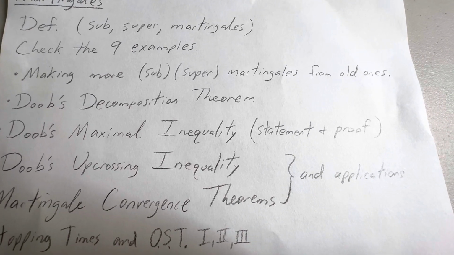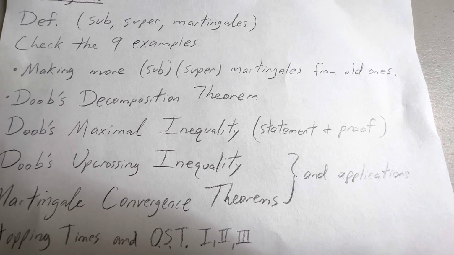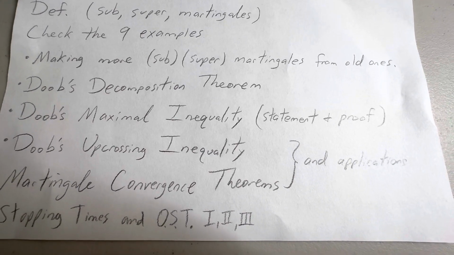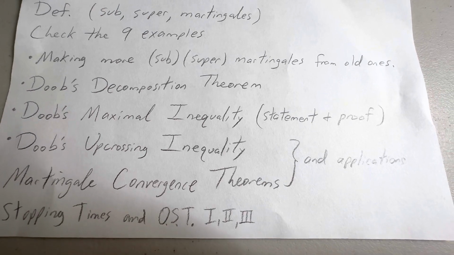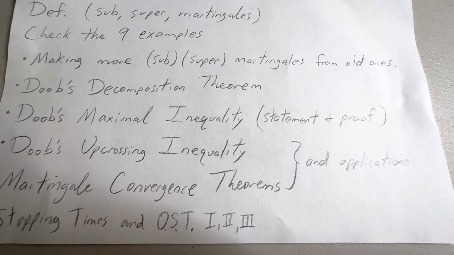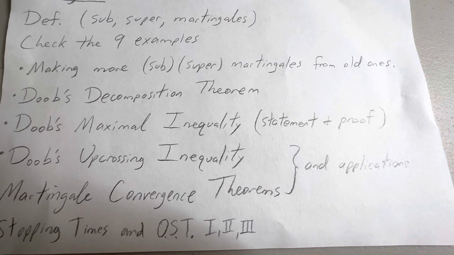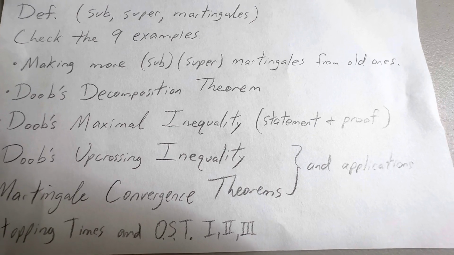And then we need to make new martingales from old ones, which I mentioned earlier. Doob's decomposition theorem. I don't know if we need to prove it. He just wrote Doob's decomposition. I don't think we will, because he mentions Doob's maximal inequality, and he said we need to know the statement and the proof. It's the only one where he specifically asked us to know the proof.